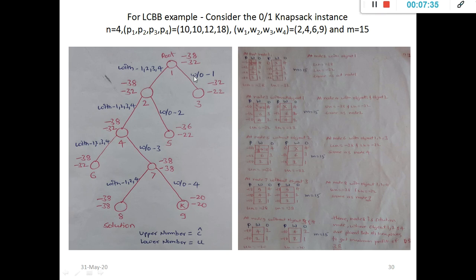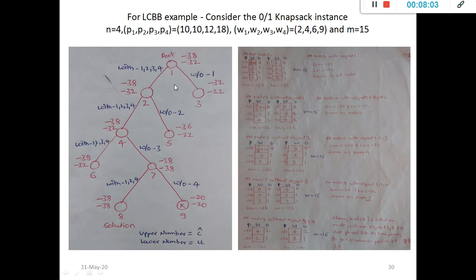This is how you will get the upper number and the lower number at the root node 1 as shown in this diagram. That is, at the root node 1 you will get the upper number as minus 38 and lower number as minus 32. This is for your initialization, or from the root node you start designing the state space tree for the 0-1 knapsack problem using least cost branch and bound.